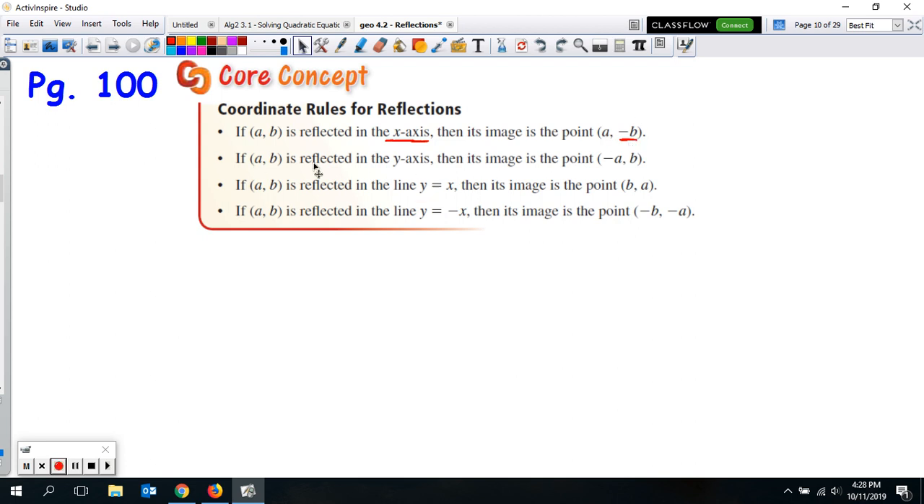And then for the y-axis, if you're going to reflect a point in the y-axis, then the y will stay the same. It's the x-coordinate there that's going to change to its opposite. So it's just going to be changing a coordinate to its opposite. That's going to reflect it.